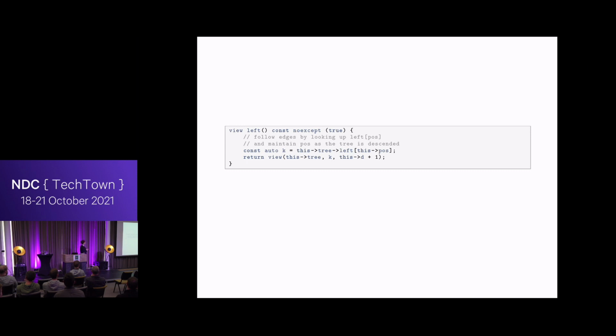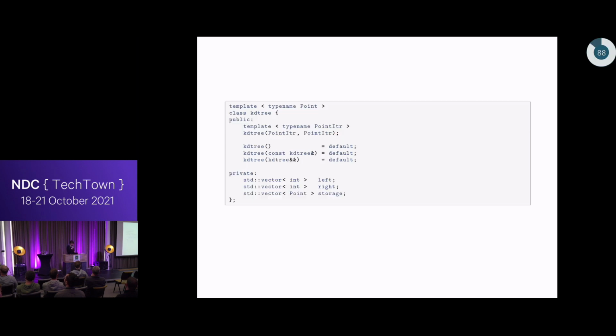Just for reference, this is what the left implementation, and right would be the same way, looks like in the view, right? You just look it up in the left array at whatever position you're at, and then you make a new view for that child. Pass it on. Okay, so this is what it looks like.